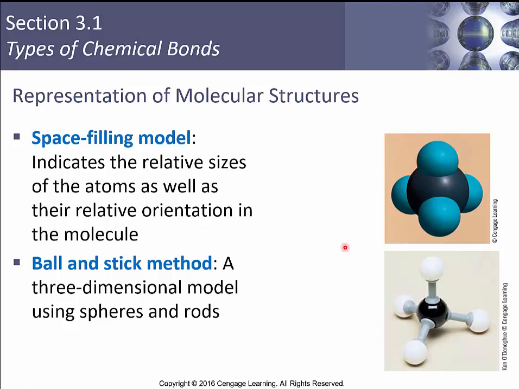We have different ways we can represent atoms and molecules. One is the space-filling model, which indicates the relative sizes of the atoms as well as their relative orientation in the molecule. Next, we've got the ball and stick method. This is going to be a three-dimensional model, and it's going to use spheres and rods to show the connectivity as well as the atom type. So this white sphere is representing hydrogen, and this black sphere is representing carbon, and we can see the three-dimensional geometry, although we do not get the same idea about how much space that actually takes up.